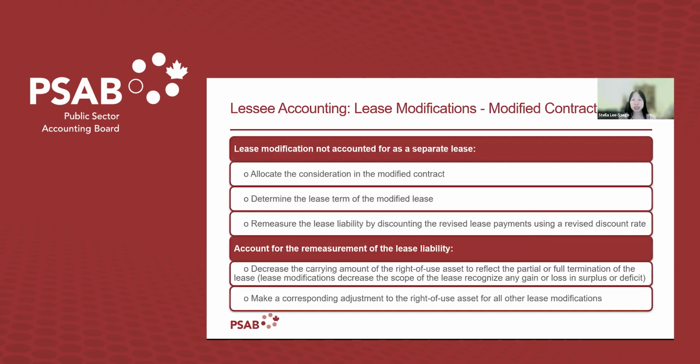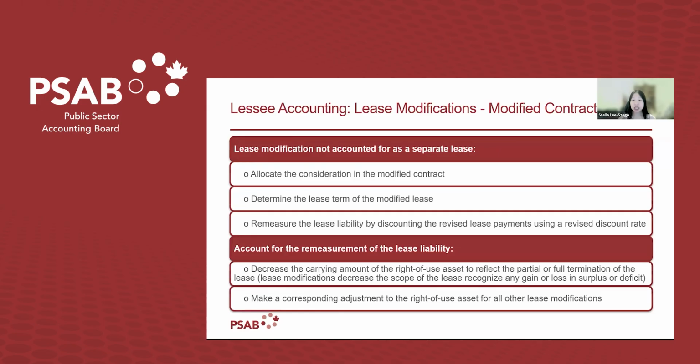Where a lease modification is not accounted for as a separate lease, the lessee will need to allocate the consideration in the modified contract, determine the lease term of the modified contract, and remeasure the lease liability by discounting the revised lease payments using a revised discount rate or the incremental borrowing rate where the implicit interest rate is not readily available. These actions will need to be performed at the effective date of the lease modification.